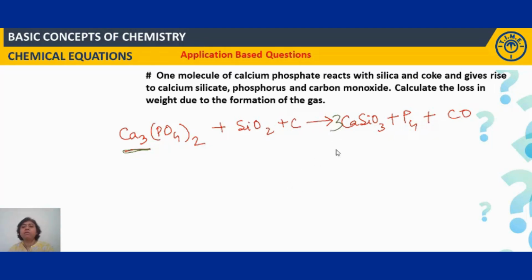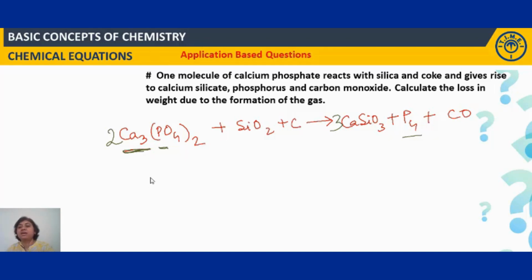Okay. Now next element, phosphorus, P. Left hand side how many phosphorus atoms are there? 2. Right hand side how many phosphorus atoms are there? 4. So what do I have to do? Left hand side also I have to make it 4. So I have to write a coefficient 2 here, so that the left hand side phosphorus atoms become 4. Now the moment I write this, my calcium got disturbed. Now what is the number of calcium atoms in the left hand side? 3 2s are 6. Good.